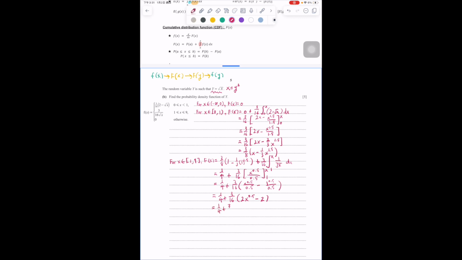We have 3 over x to the 0.5 here, and then 3 over x. So 1 over 4 minus 3 over x is equal to negative 1 over x, and then here we have 3 over x to the 0.5. Okay, so the last part, for x that falls into the negative infinity, of course we will end with a positive infinity.